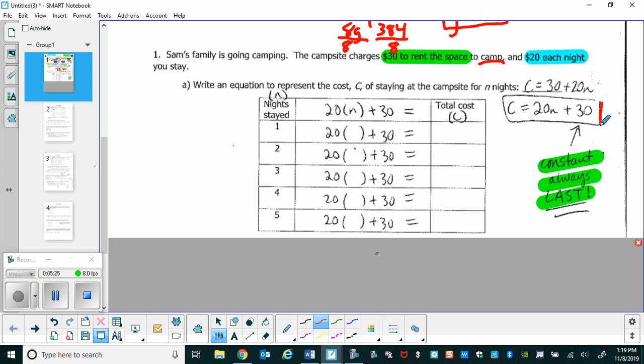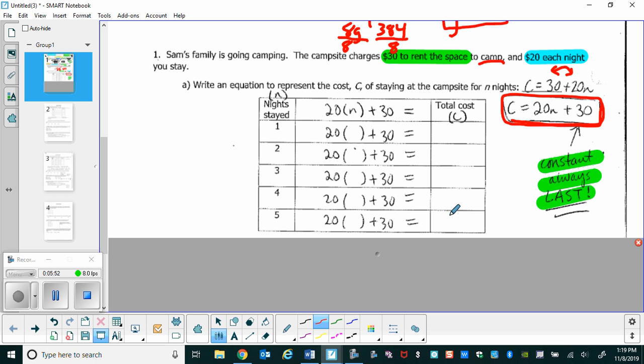Now this is just a math grammar thing, kind of like where you put a period at the end of the sentence. When we format our answers, y'all, the constant always comes last. So it's $20 a night plus the $30 no matter what just to rent the space, okay? So the constant is always last. That's why you see the table of values using the $20 per night that you stay, and then you're going to add the $30 just to rent the space.